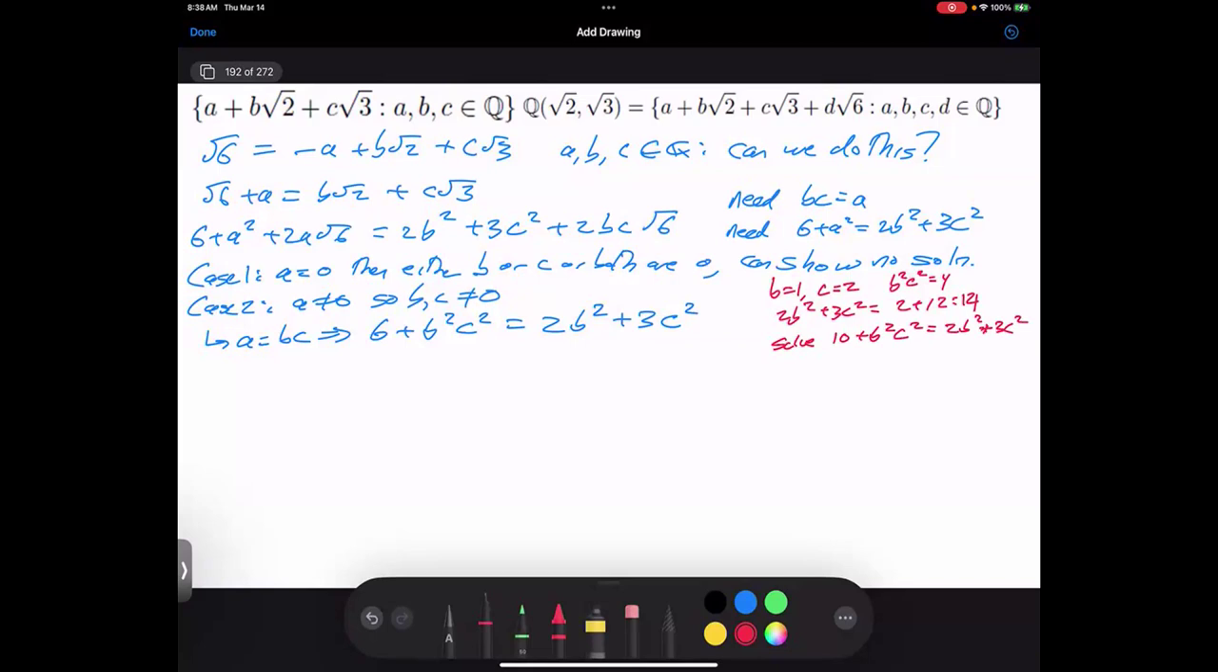But I don't necessarily have the same solution if I flip the values of C and B, right? If I now take B to be 2 and C to be 1, doesn't work. Cannot take B equals 2, C equals 1. So you always want to be on the lookout for symmetry to try to make the algebra easier. But here we can't assume that B is less than C. Okay? So we have to show that there are going to be no solutions that work.